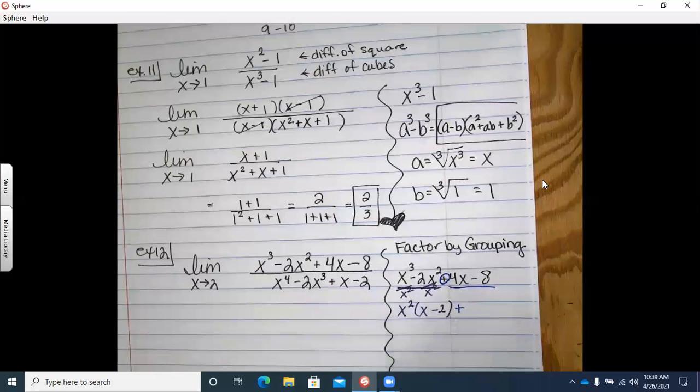And what's the GCF of that group? 4. So the GCF is positive 4. I'll divide both terms by positive 4. So it's positive 4x divided by positive 4: x. What's negative 8 divided by positive 4? Minus 2. Does this look familiar to y'all?